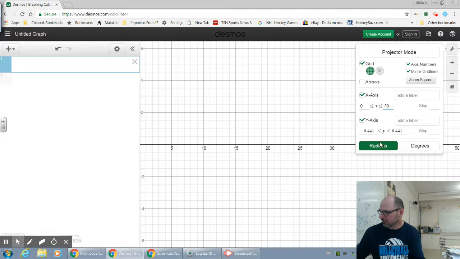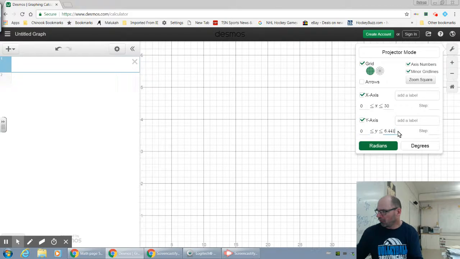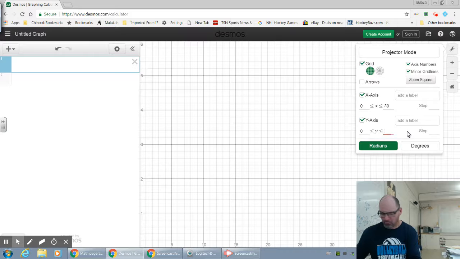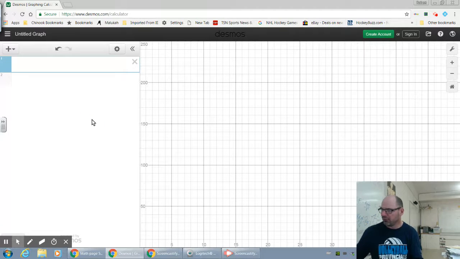Keep the 50 there. Sorry, I got to move it down here. So 0 here. And then over here, we're going to have to go up to around 250. That gives us our window where we're going to have our graph come out.